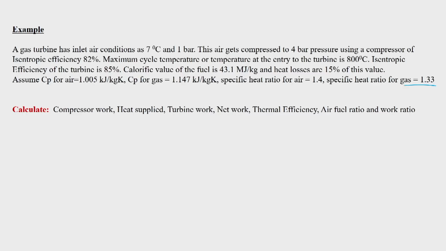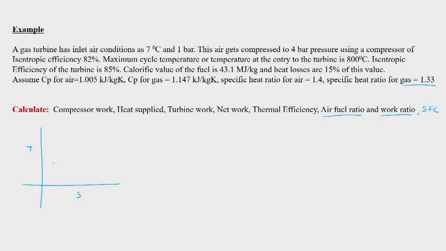Okay. And then we are supposed to find out the thermal efficiency, compressor work, and heat supplied. Apart from that, we have to find out the air fuel ratio, and we will also find out the work ratio, and the specific fuel consumption for the power plant. So, in this case we are again going to draw the TS diagram for the cycle.